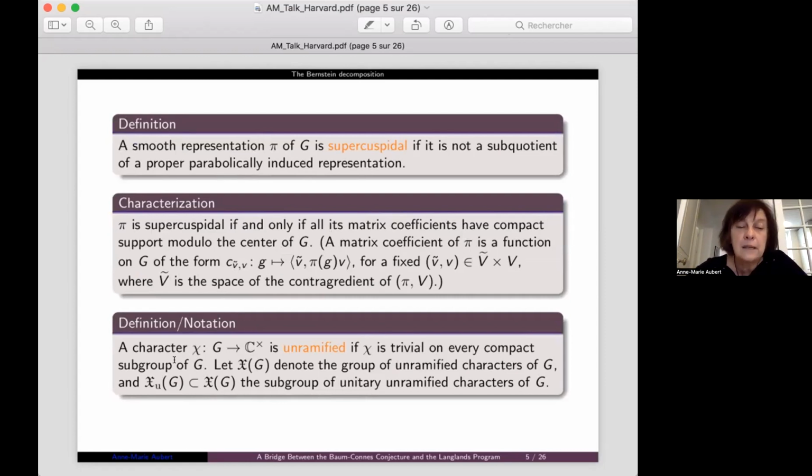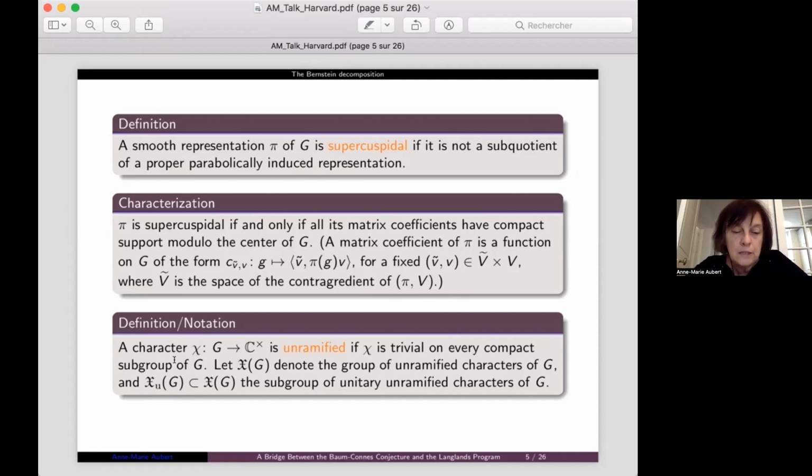And there is a nice characterization. You can characterize it by looking at the matrix coefficients of a representation, and the condition is that we have compact support modulo the center of the group. Okay, and so we have two basic tools: the notion of supercuspidal, which are the building blocks, and then the inducing functor.